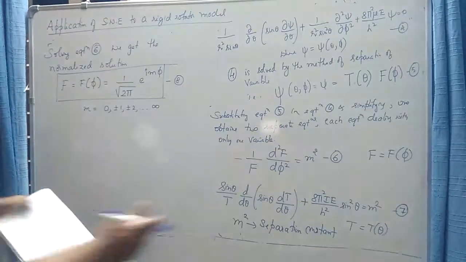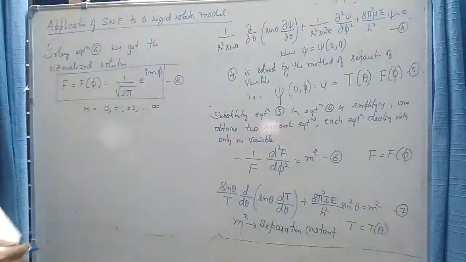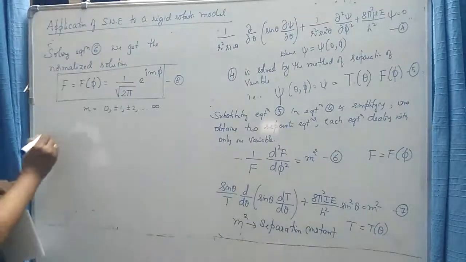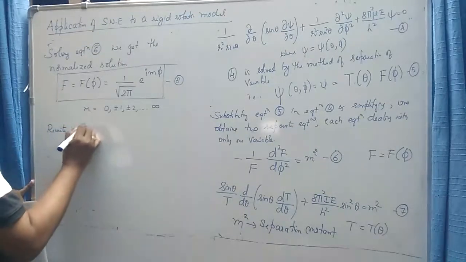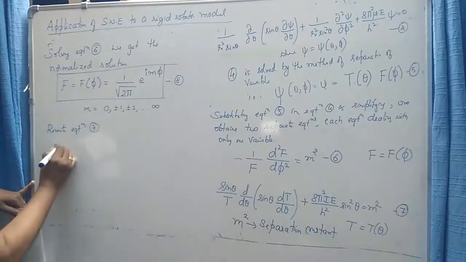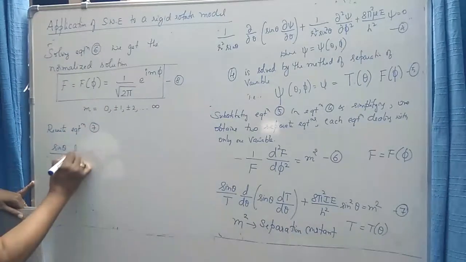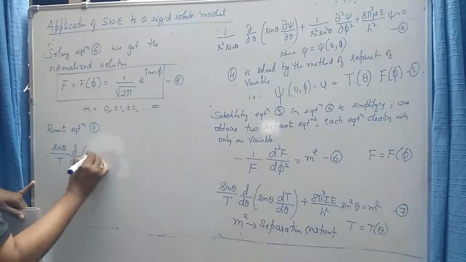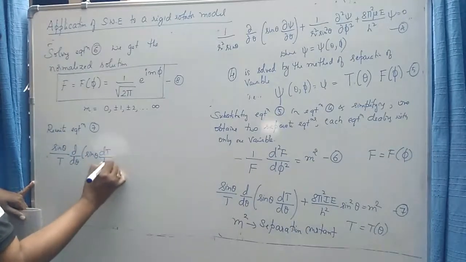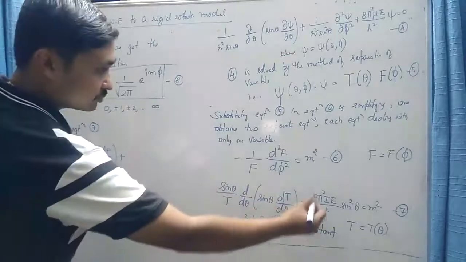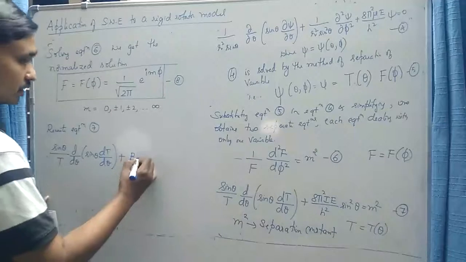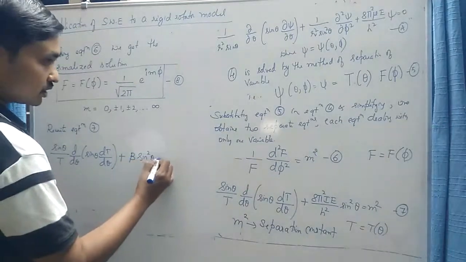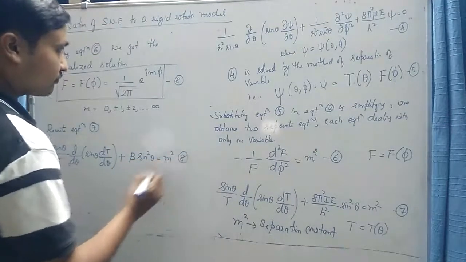Now let us try to solve equation 7. Before solving equation 7, we will rewrite that equation: sin theta divided by T into d by d theta of sin theta into dT by d theta, plus this term, which is a constant for a given molecule, I will take it as beta, into sine square theta, is equal to m square.